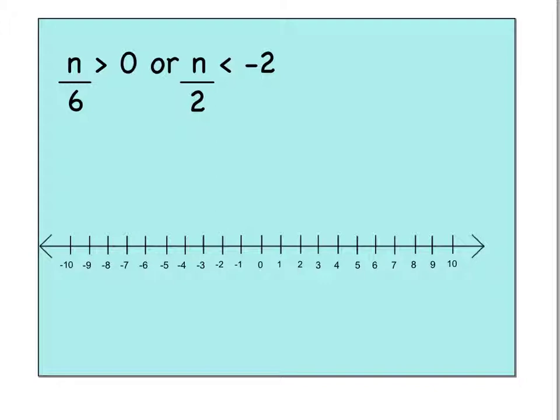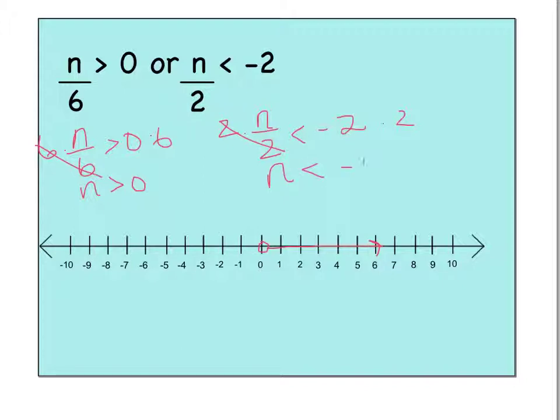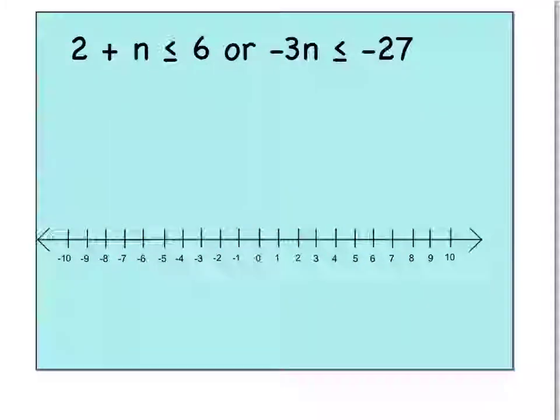Over here, we want to graph both of these, and so we have to solve them. It says n divided by 6 is greater than 0. We have to multiply both sides by 6. So n has to be greater than 0. I go ahead and graph that. Over here, I've got n divided by 2 is less than negative 2. We're going to multiply on both sides. So n is less than negative 4. So I'm going to go ahead and graph that. Open circle, go less than. And we've fulfilled both of these inequality statements.